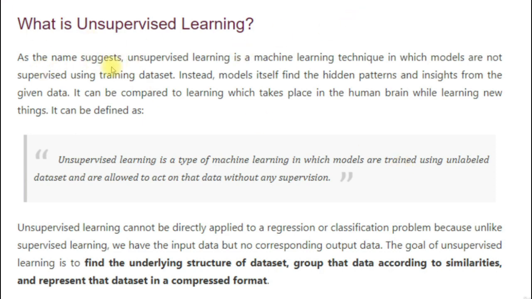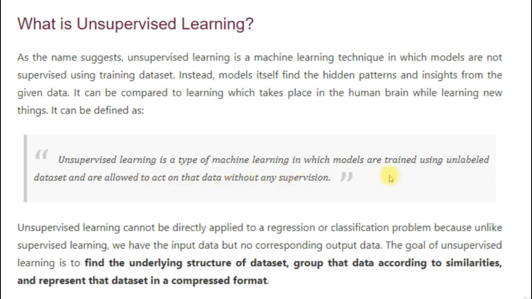As the name suggests, unsupervised learning is a machine learning technique in which models are not supervised using a training dataset. Instead, the model itself finds the hidden patterns and insights from the given data. It can be compared to learning that takes place in the human brain while learning new things. Formally, unsupervised learning is a type of machine learning in which models are trained using an unlabeled dataset and are allowed to act on that data without any supervision.